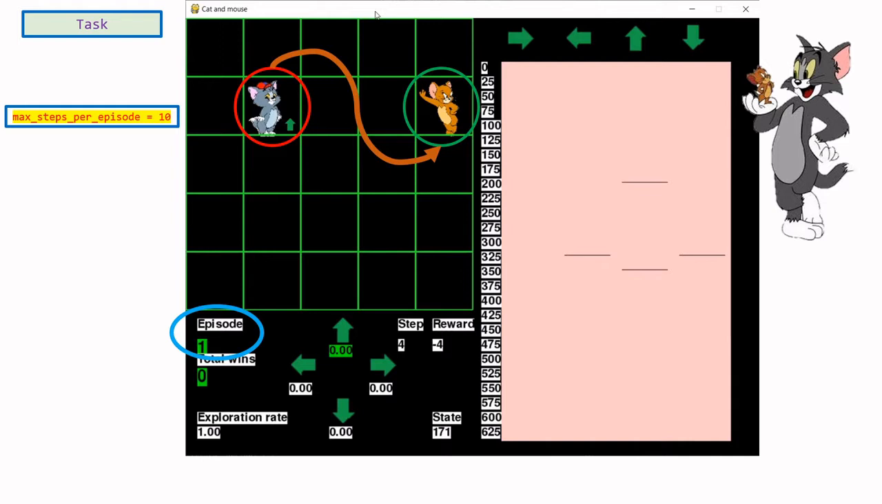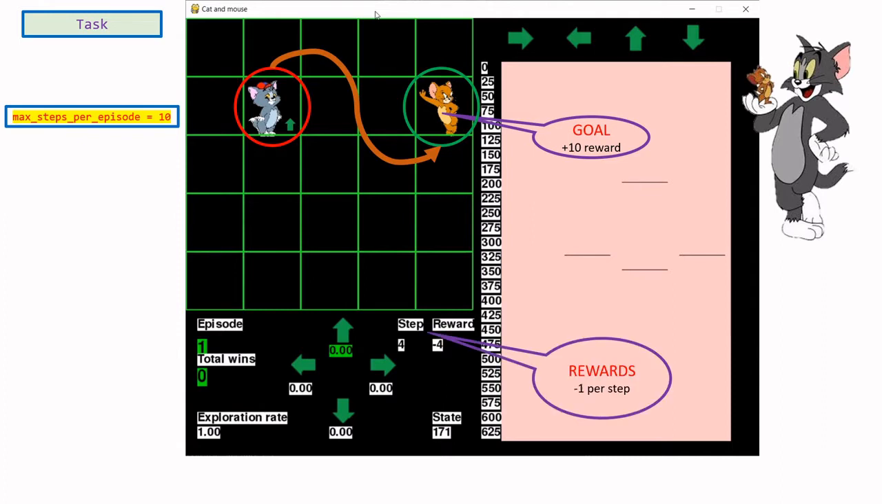Let's define the concept of reward. Every time Tom finds Jerry, we give it a reward of plus 10 points and we update the total wins by 1. But we are also interested in finding the most optimum path, so we penalize Tom for every additional step that it takes by giving it a reward of minus 1.